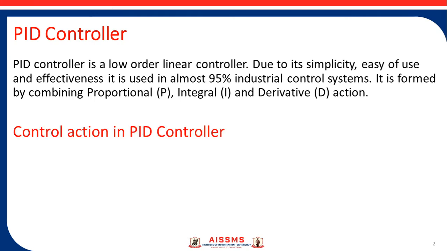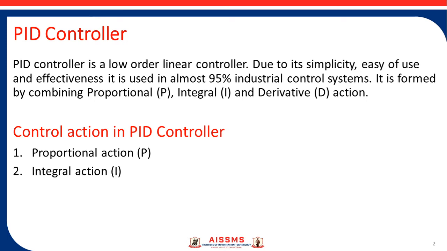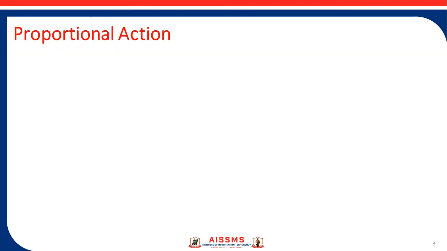The control action in PID controller. PID controller has three control actions. First one is proportional action, it is indicated by P. Integral action indicated by I. Derivative action indicated by D. Now first one is proportional action.